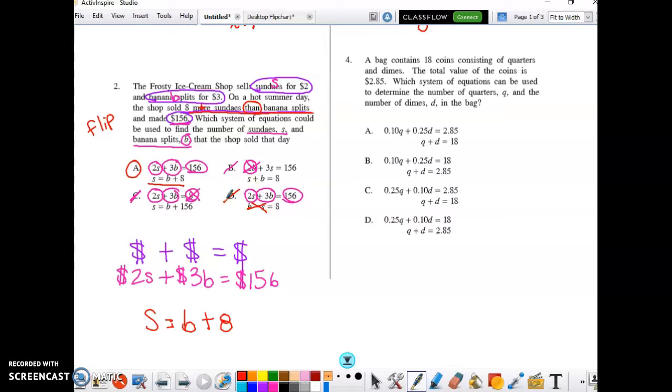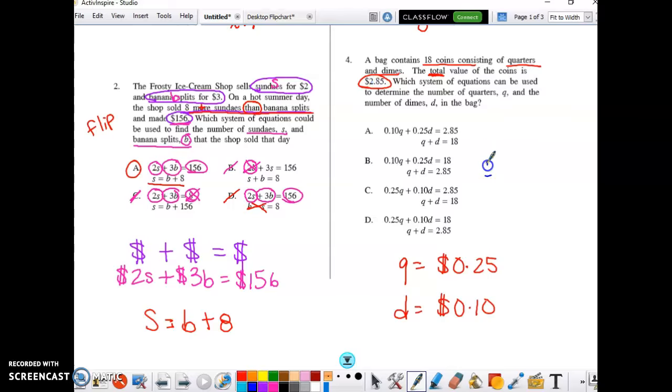Let's keep it moving. Problem number 4. A bag contains 18 coins consisting of quarters and dimes. So I know that we only have quarters and dimes. Now quarters equal 25 cents and dimes equal 10 cents. Okay? So when we look at our equations, if we continue reading, it says the total value of the coins is $2.85.